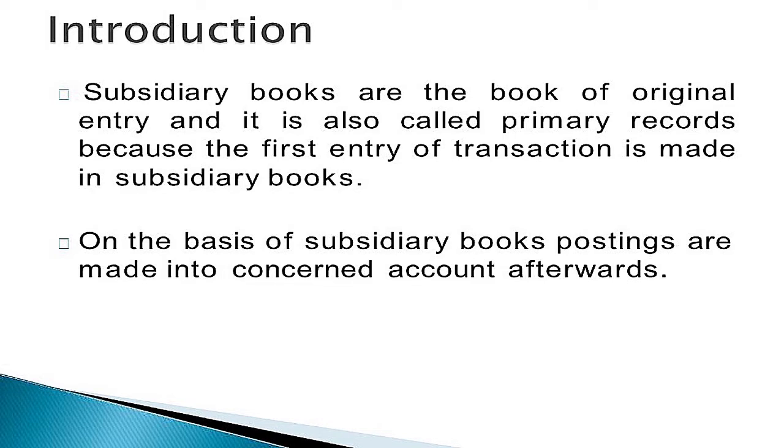So subsidiary books are the books of original entry, or primary records, of the transactions which are made in subsidiary books. On the basis of the subsidiary books, postings are made afterwards into the concerned accounts. A separate sales account is opened, and the sales book total is transferred to the sales account and the trial balance. So here we are segregating or consolidating all the transactions which are related to a particular type of transaction.